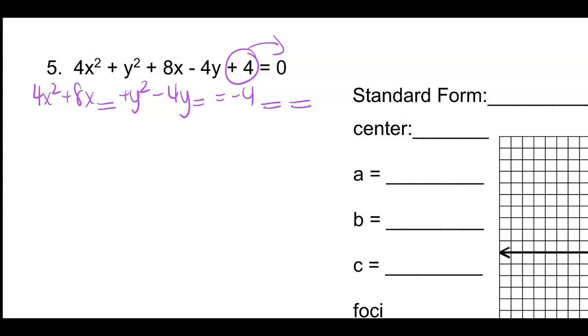From here, I know that I need to factor out the leading coefficient for the x squared because I can't have anything in front of the x squared. If I look at the y one though, the leading coefficient is 1. So the best part about this question for number 5 is I only need to factor out a 4 from one of the terms. I don't need to factor it from both.